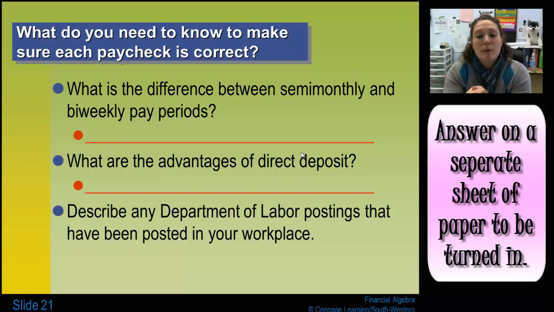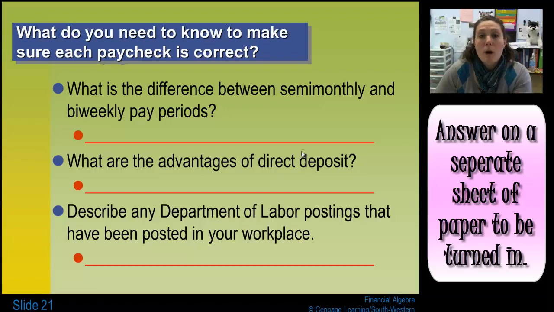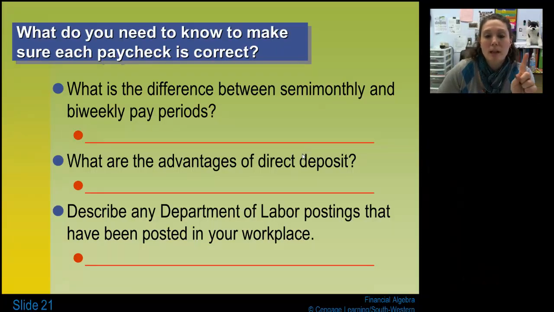Describe any Department of Labor postings that have been posted in your workplace. By law, every employer has to post Department of Labor information in a conspicuous spot, which means that it has to be seen by everybody. So while you're at work, look and see if there is Department of Labor postings and tell me what they are. So again, these 3 questions need to be done on a separate sheet of paper to be turned in.